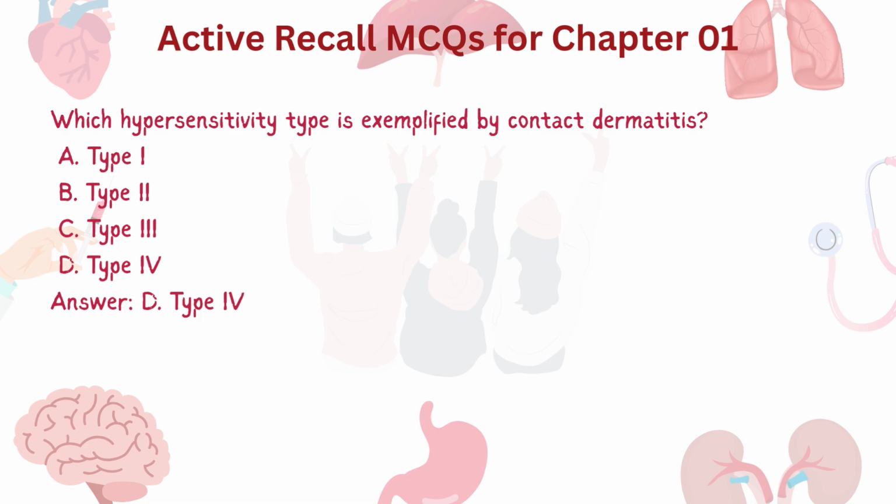Another question from this topic could be, which hypersensitivity type is exemplified by contact dermatitis? The options are type 1, type 2, type 3 and type 4. And yes, the answer is type 4. The type 1 hypersensitivity reaction is known as anaphylaxis and it involves allergies from peanuts, bee stings. It would also involve allergic rhinitis, etc.